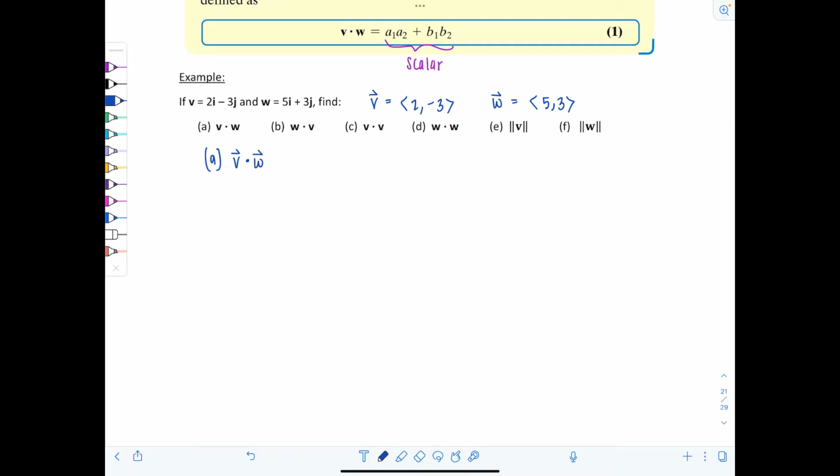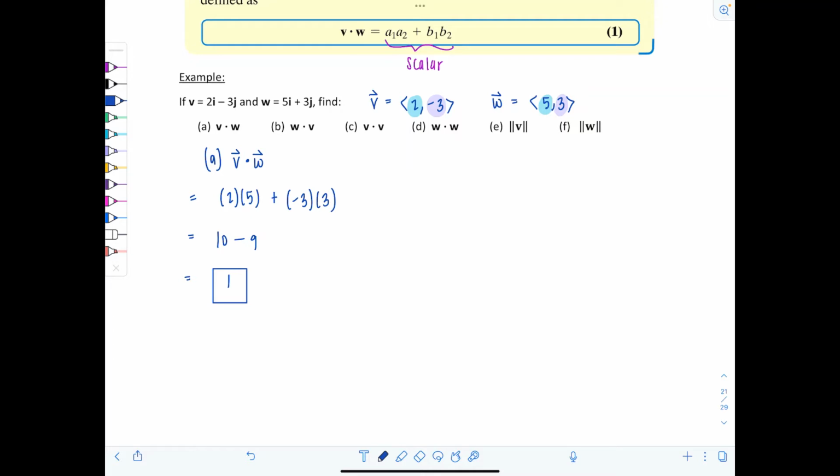So look at the definition here. You're going to take each of the horizontal components, or the components that come in the first portion of the vector. So we have 2, and I'm going to multiply that by 5, and to that I'm going to add the product of the vertical components. So this would be negative 3 times 3. And then what do we have here? This is going to be 10 plus negative 9, or 10 minus 9, which is 1. And that's it. That's the result. So v dot w is equal to 1.